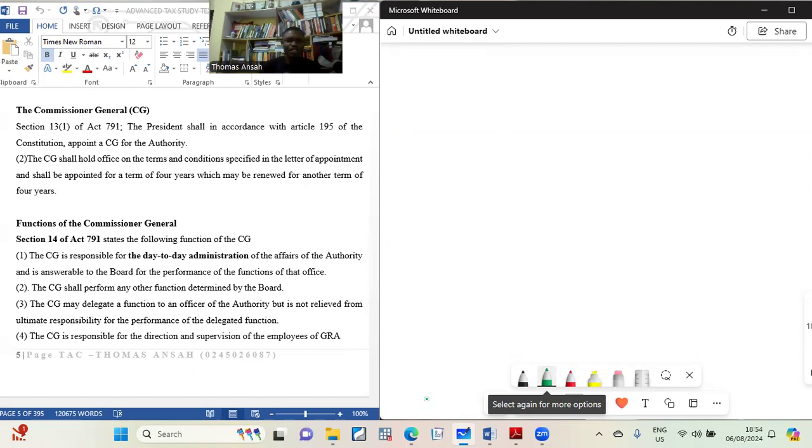But what does the Commissioner General do? Yes, he is for day-to-day administration of the authority, the things in the GRA. So it means that he is answerable to the chairman. If you saw the organogram that I drew, he's answerable to the chairman.